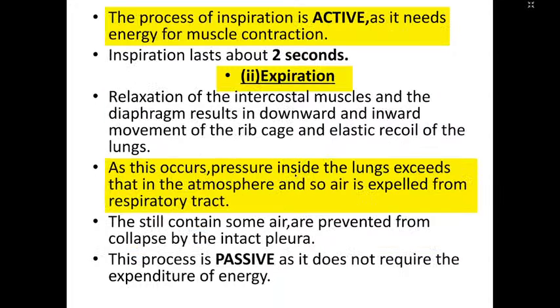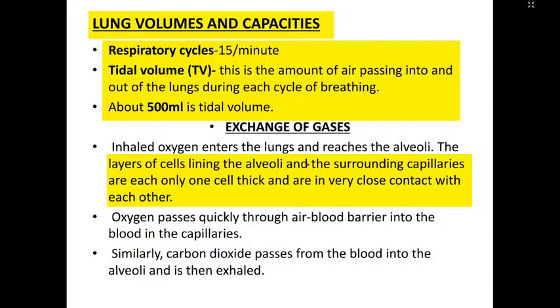So we have covered this. Now we come to lung volumes and capacities. Respiratory rate is around 14 to 15 times per minute. And the tidal volume is the amount of air passing into and out of the lung during each cycle. Each cycle means one respiration, one inspiration, one expiration. It is around 500 ml of tidal volume.